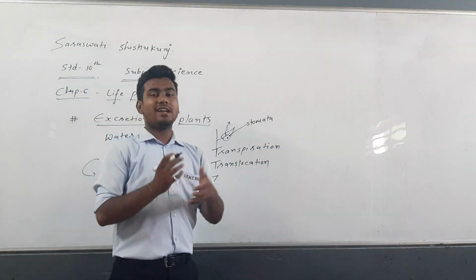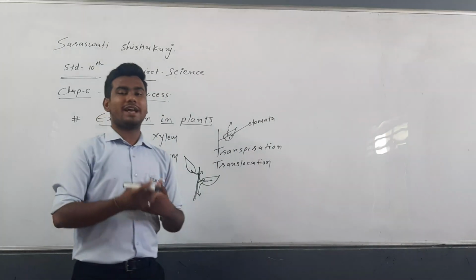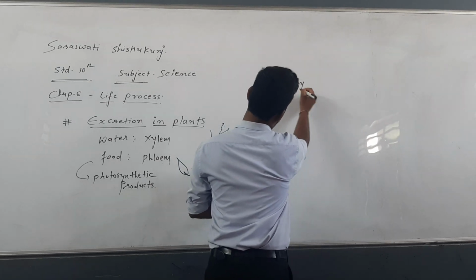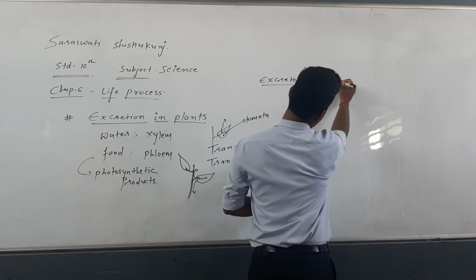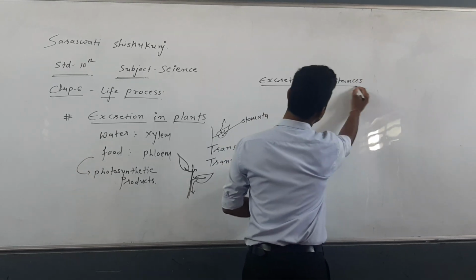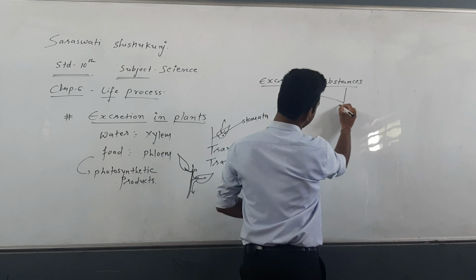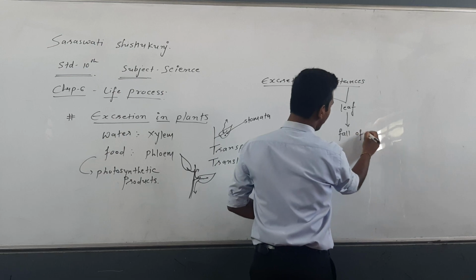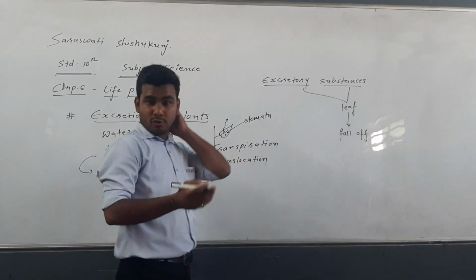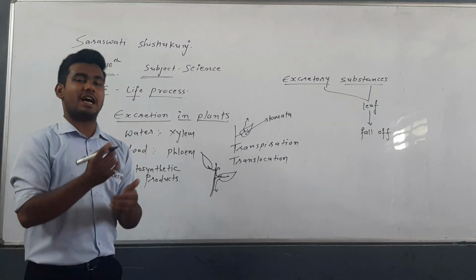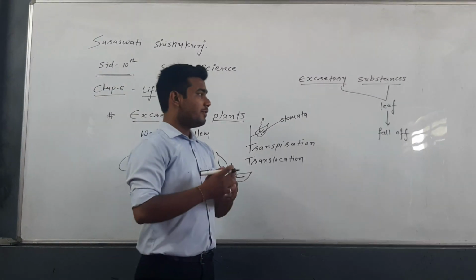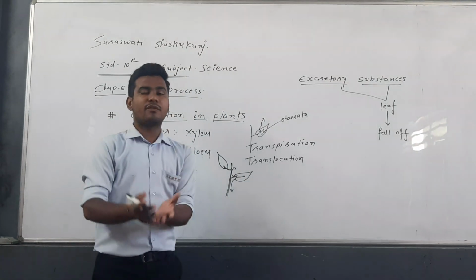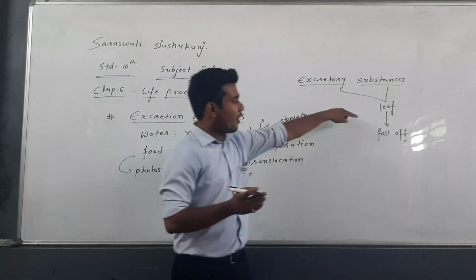How is this excretion done? You have all seen that leaves fall. Why do leaves fall? Simple: more and more excretory substances are produced in the leaf. So falling off of a leaf is proof that excretory substances are produced in leaves, and those excretory substances are thrown out by the shedding of the leaf. They are removed from the plant by falling off of leaves.